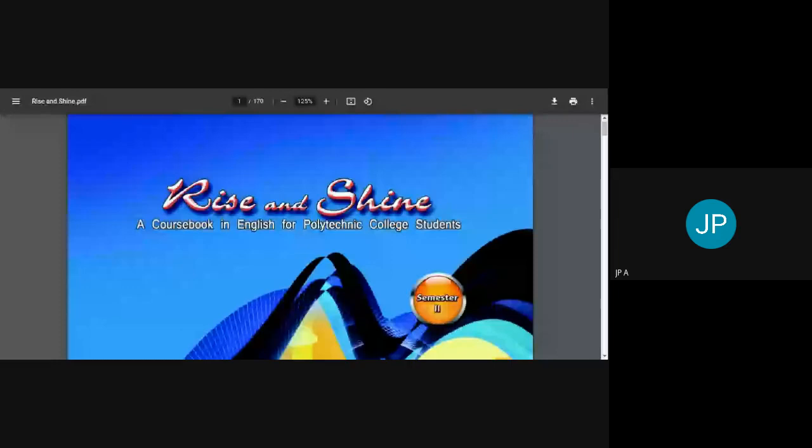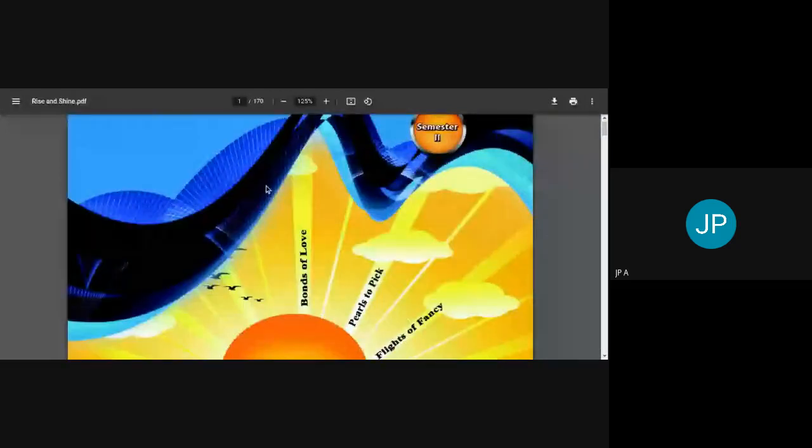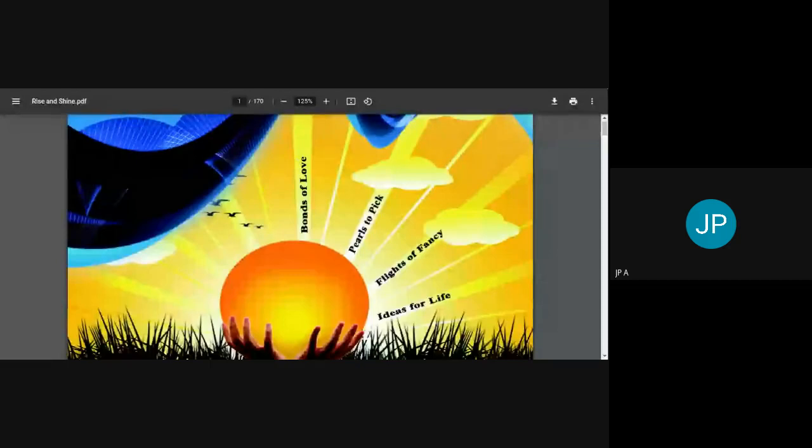So the pattern of the textbook is as in the first semester. This is the same pattern as we have seen in the first semester textbook titled Words to Deeds. This also has 4 modules, and each module has a particular theme. These are the 4 modules. The 4 modules are titled Bonds of Love, Pearls to Pick, Lights of Fancy, and Ideas for Life.